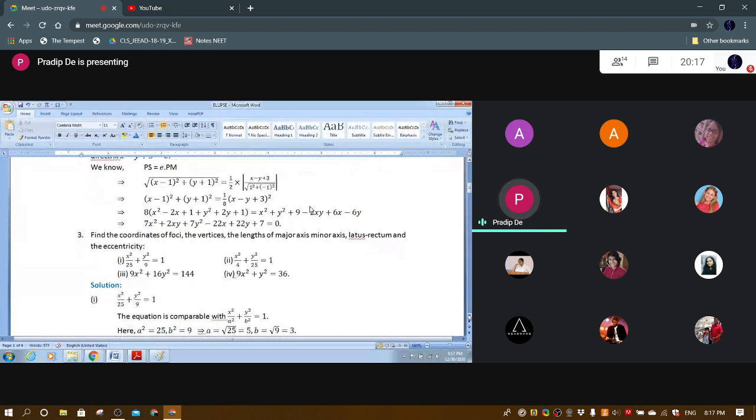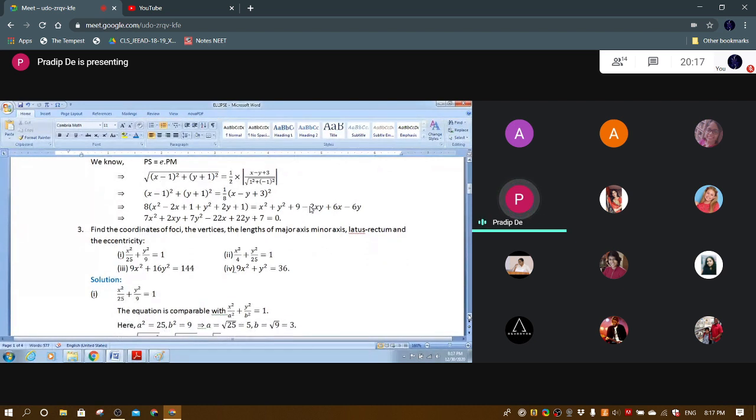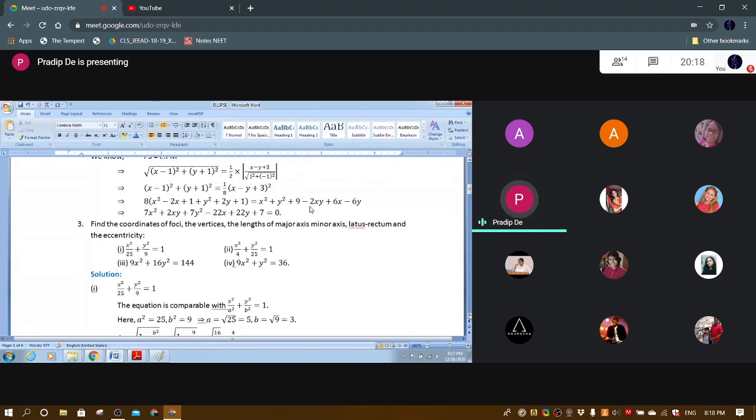So we compare with x square upon a square plus y square upon b square is equal to 1. By comparing, we get the value of a square and b square. A square is 25, b square is 9. From these two, we get the values of a and b. A is 5, b is 3. That is enough. With these values, we can find out everything.